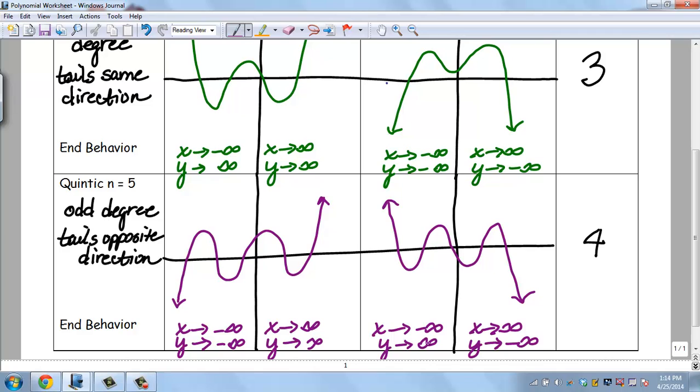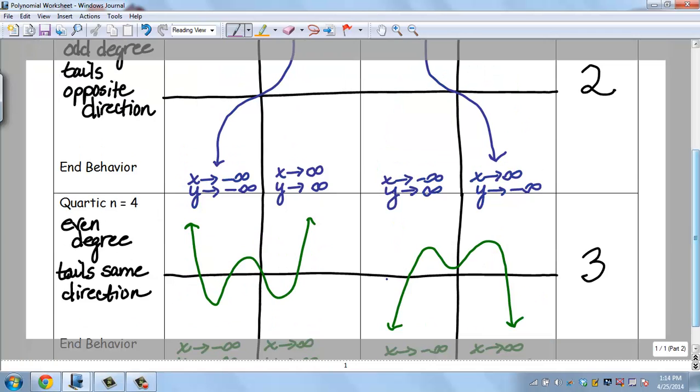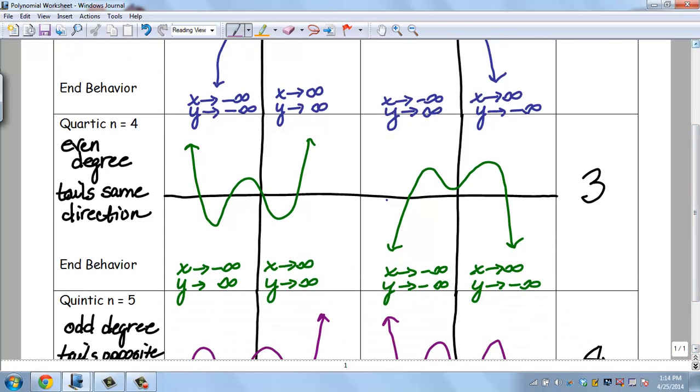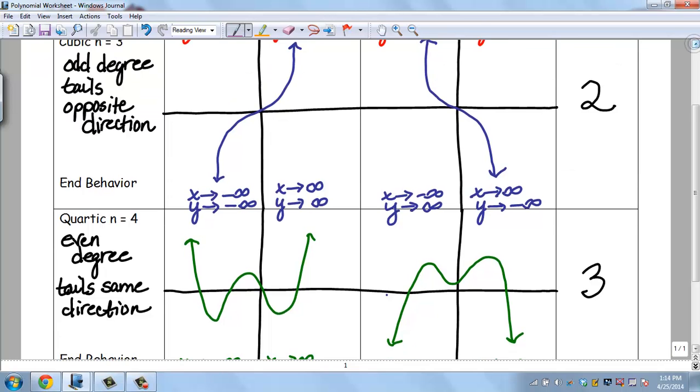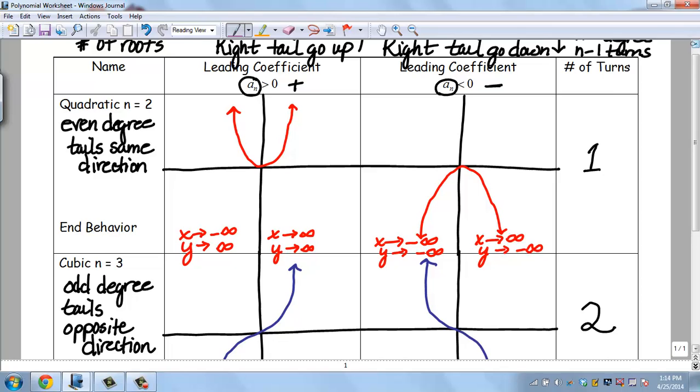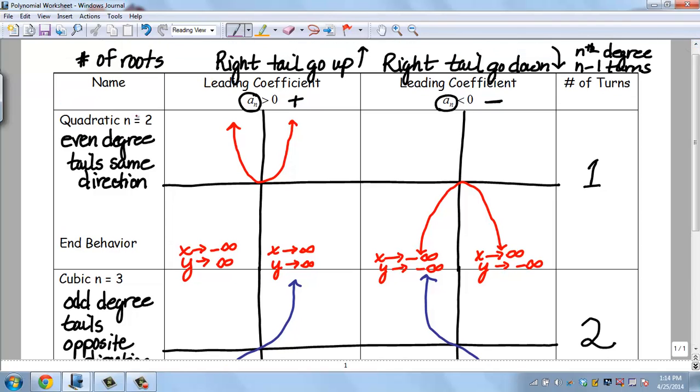Okay, so now you have this in the front of your packet, and it's kind of nice. It's all in one page where it kind of gives you some of the characteristics of polynomials. And if you'll notice, they're all continuous, the ones that we've drawn. And the one thing I don't talk a lot about, if you go to the top of the page, here's the number of roots. The maximum number of roots you can have is whatever the degree is. So here there's 2 roots, 3 roots, and so on and so forth. So that completes the characteristics of polynomials.